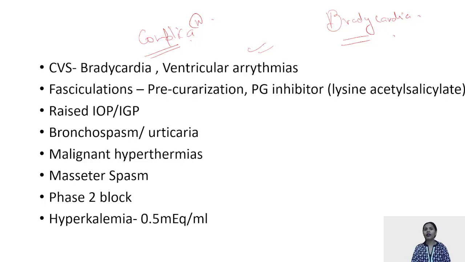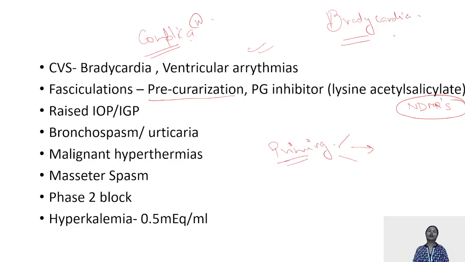Now, is there any way in which these fasciculations can be decreased? Yes, there is. The way to decrease this fasciculation is by priming, or pre-curarization. Priming has two advantages. What priming means is that suppose you have to give a non-depolarizing muscle relaxant to the patient. Non-depolarizing muscle relaxants have an intermediate onset of action, 3 to 5 minutes.